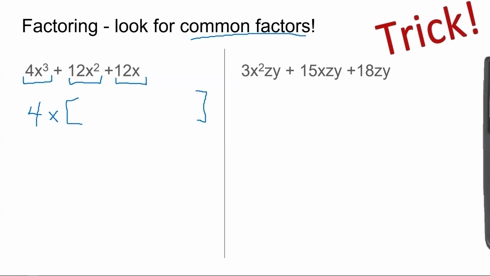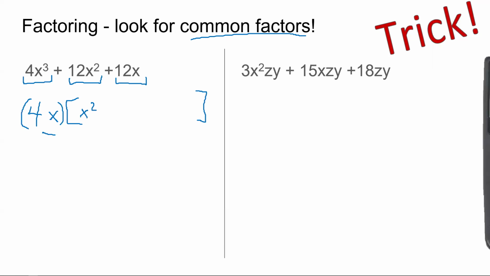So the question then, and that's an X, not a multiplication, is what will be left behind? I need three things in here so that I can distribute 4X to each of these three things and get 4X cubed. Well, I got the 4X cubed. I need an X squared right there.